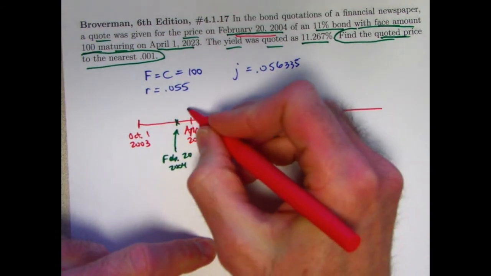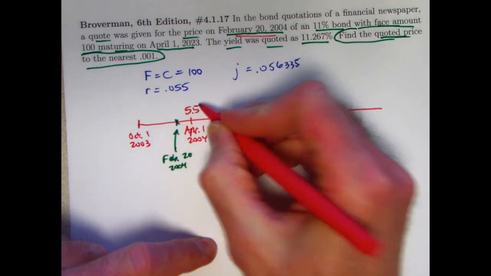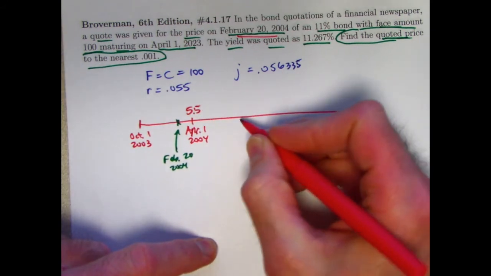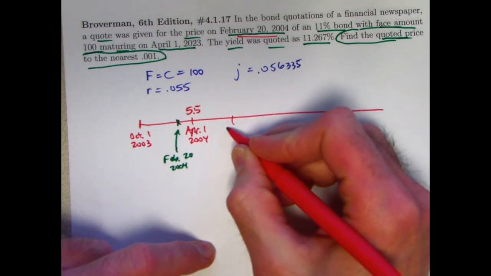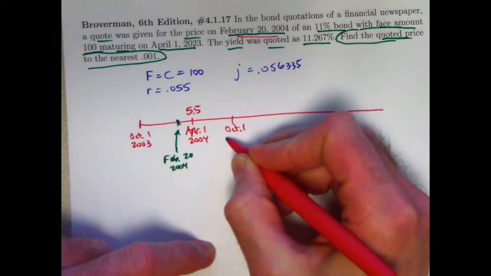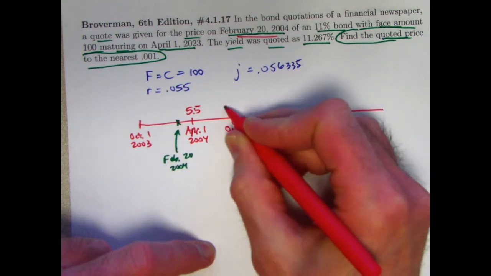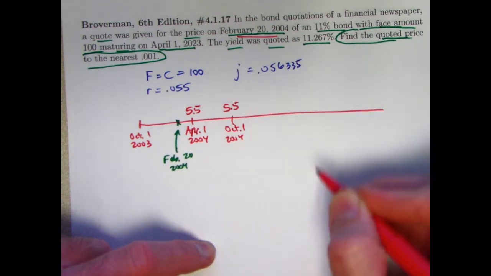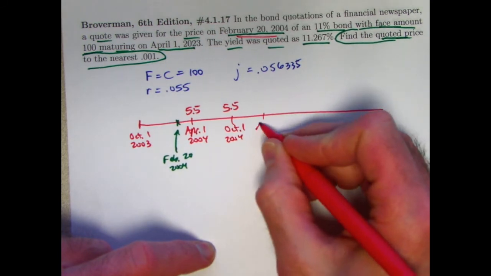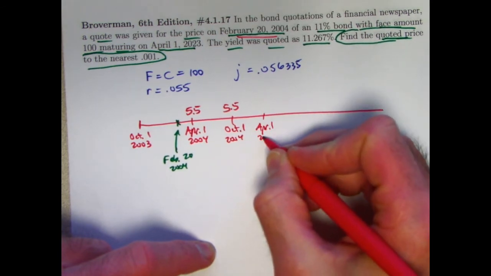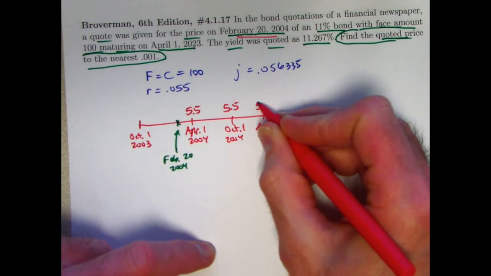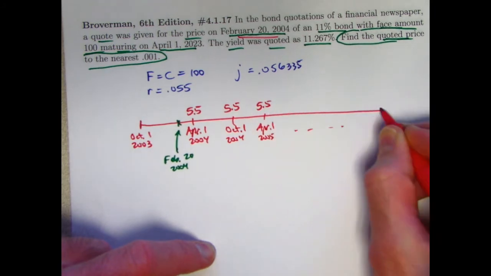There's going to be F times R, which is 5.5, the coupon payment of 5.5 on April 1st, 2004. The next coupon payment would have been on October 1st, 2004, an amount of 5.5, F times R. Then on April 1st, 2005, there's another payment of 5.5, etc.